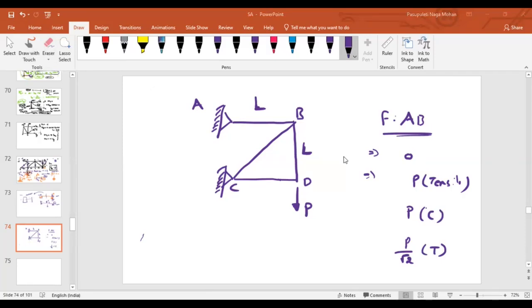Tensile, sir. This one. Yes, tensile P. How many?